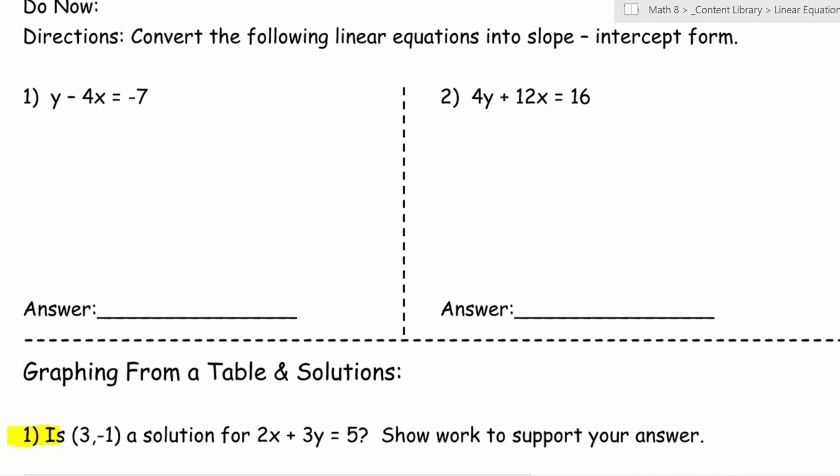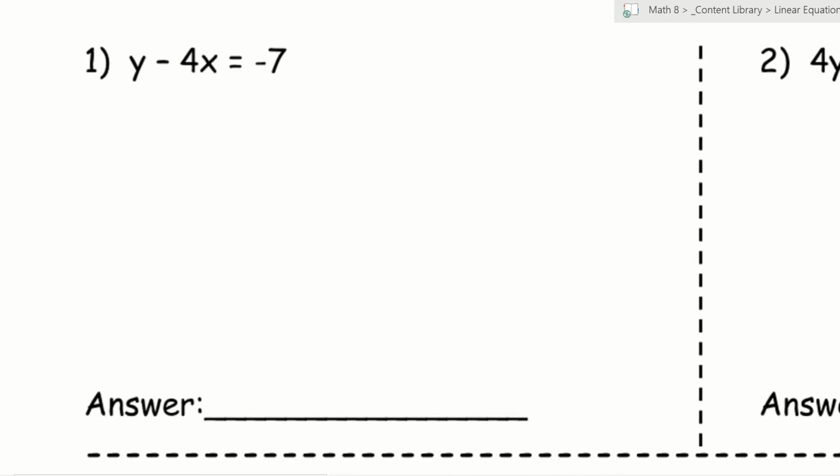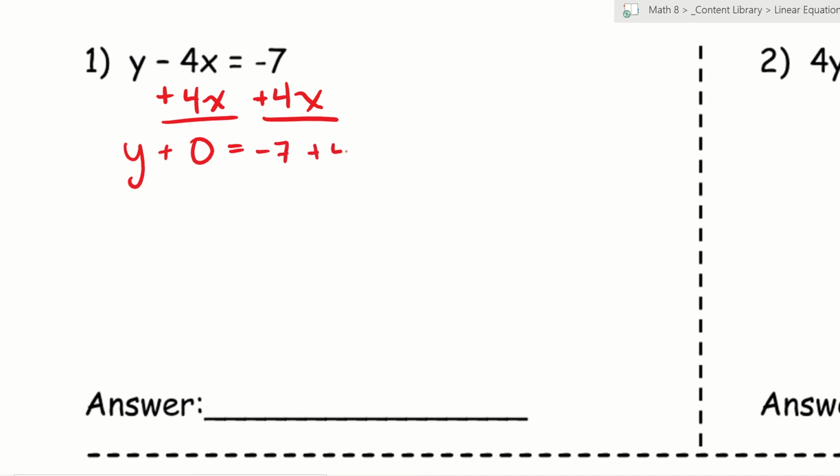If you did these, converting the following linear equation into slope-intercept form, then here's how you do it. So I want to get y alone. Here's y. We have y minus 4x equals negative 7. I'm going to add 4x to both sides. y minus 4x plus 4x is 0. Negative 7 plus 4x, I cannot combine because they're not like terms. So negative 7 plus 4x. y plus 0 is y. And then I got negative 7 plus 4x.